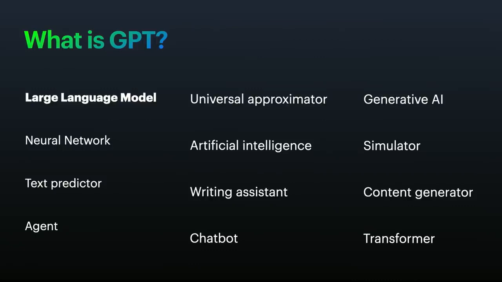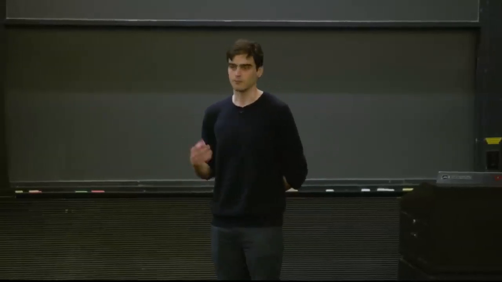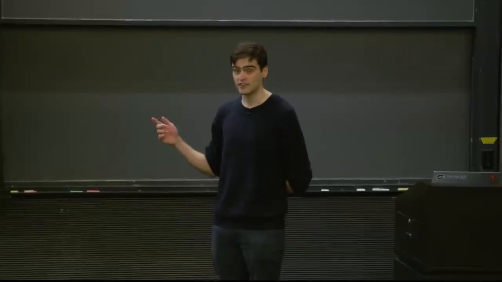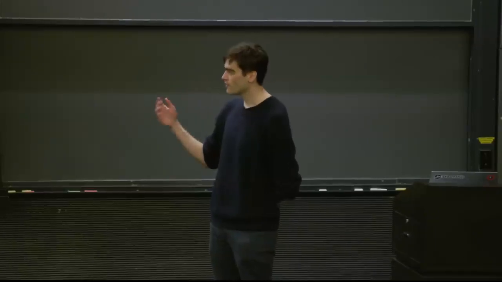So you can call them large language models, you can call them universal approximators from computer science, you can say that it is a generative AI, we know that they are neural networks, we know that it is an artificial intelligence, to some it's a simulator of culture, to others it just predicts text. It's also a writing assistant. If you've ever used ChatGPT, you can plug in a bit of your essay, get some feedback. It's amazing for that. It's a content generator. People use it to do copywriting, Jasper.ai, pseudo-write, etc.